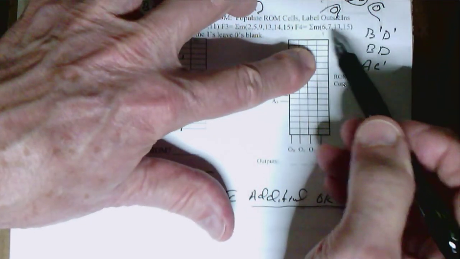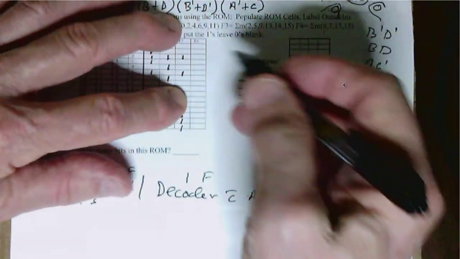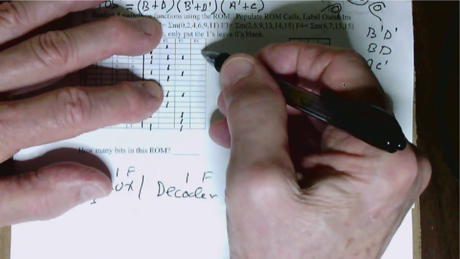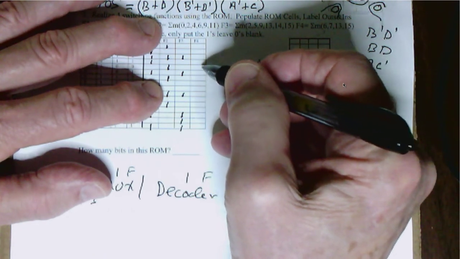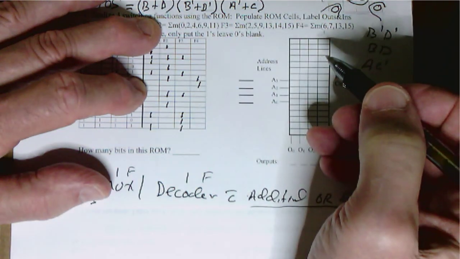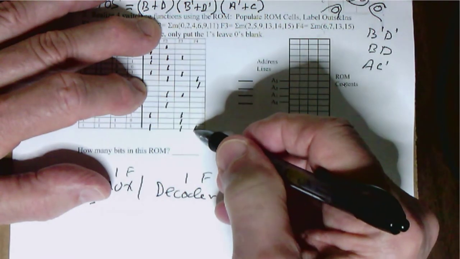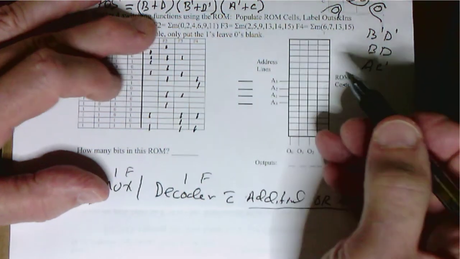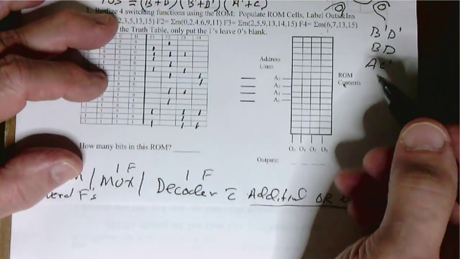And finally, F4: 6, 7, 13, 15. So 0, 1, 2, 3, 4, 5, 6, 7, and then 15, 13. All right, so that's all there is to it.